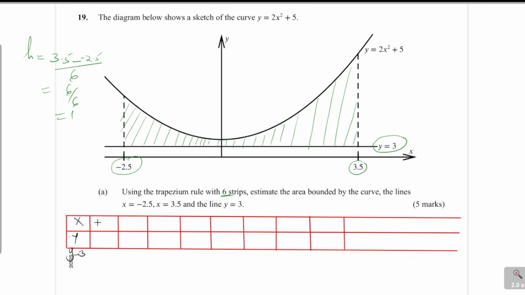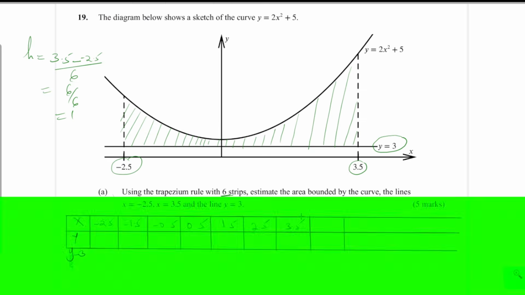The intervals: you're starting from -2.5 and the interval is 1. So from -2.5, the next one will be -1.5, then -0.5. From -0.5, the next will be 0.5, then 1.5, then 2.5. And from 2.5, you have 3.5. That is 7 values, so it is okay. You can see the intervals are 1, 1, 1.